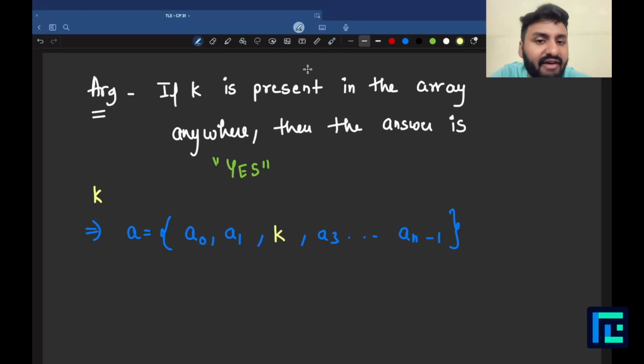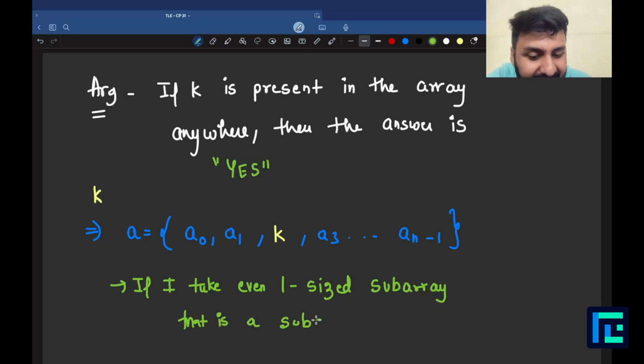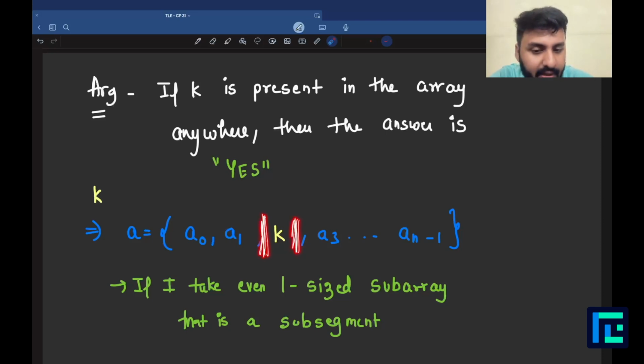So remember, even if I take a single element, and this is a very important idea that I'll write down, even a one-sized subarray is a subsegment. If I am good to go even with a one-size subarray, how does this help me? Let's say you take the subsegment that captures only K. It has only one element, that's K. Now if I ask you, in a one-sized subsegment, what's the most common element?